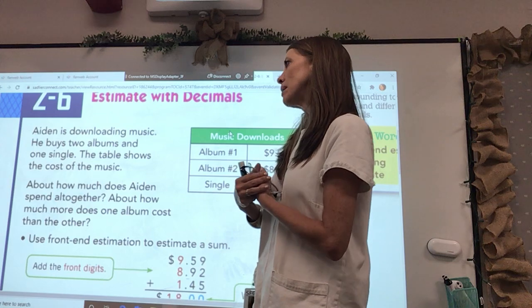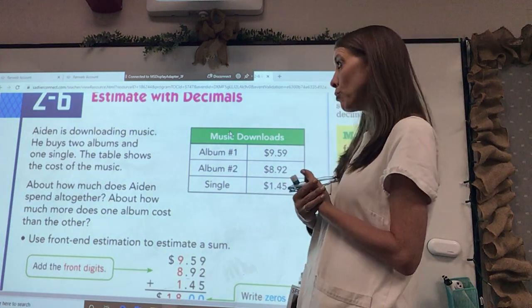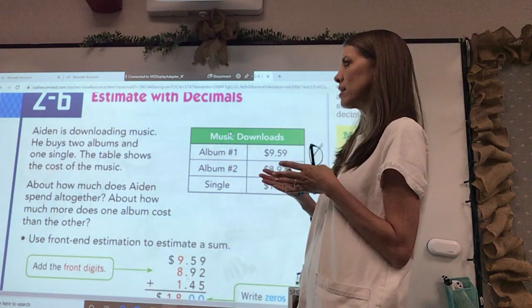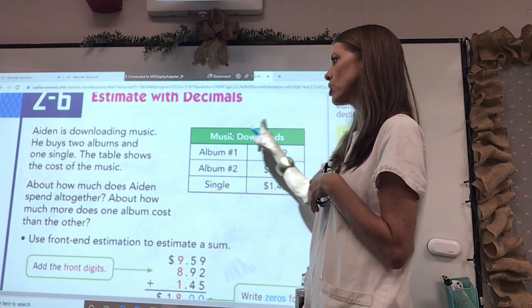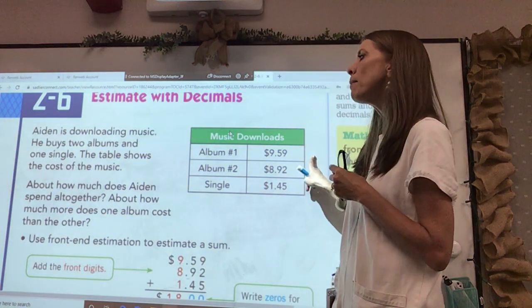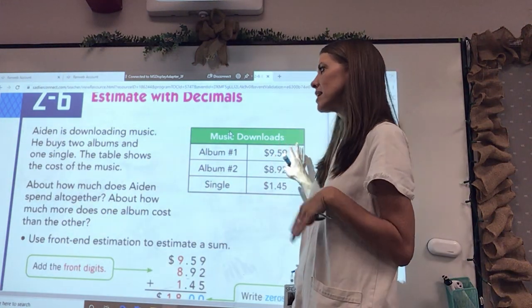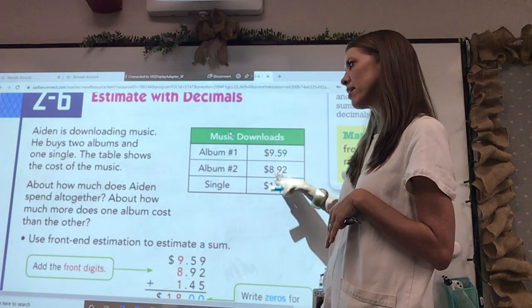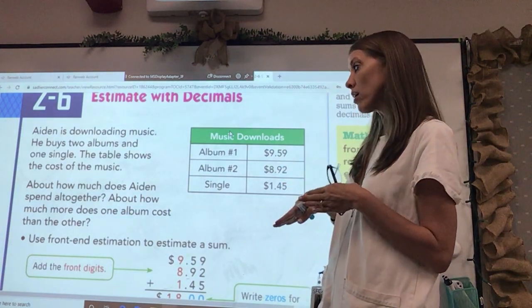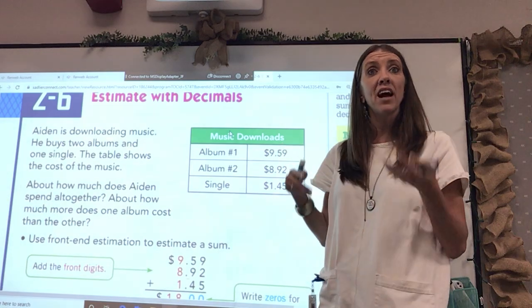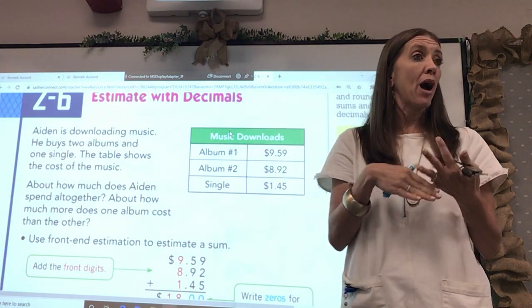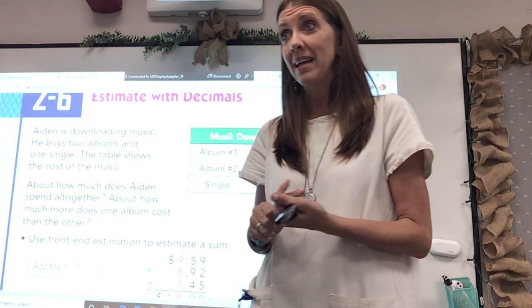Aiden is downloading music. He buys 2 albums and 1 single. The table shows the cost of the music. How much about does Aiden spend all together? And about how much more does one album cost than the other? So when it says about how much, it's wanting you to estimate.